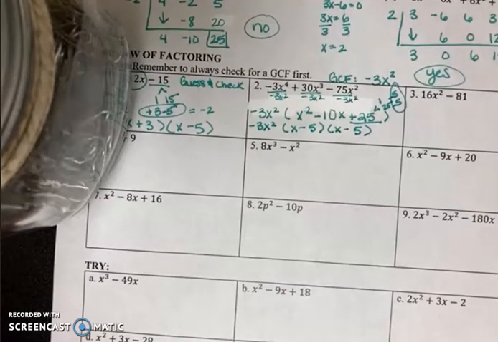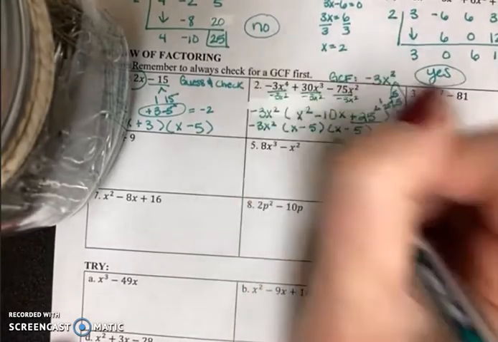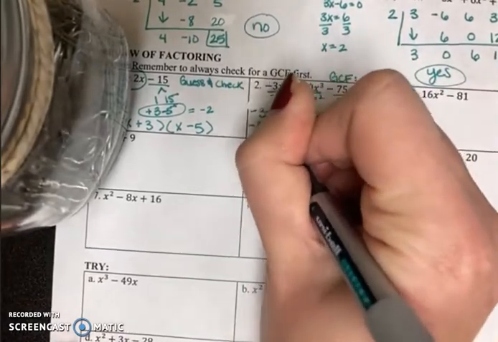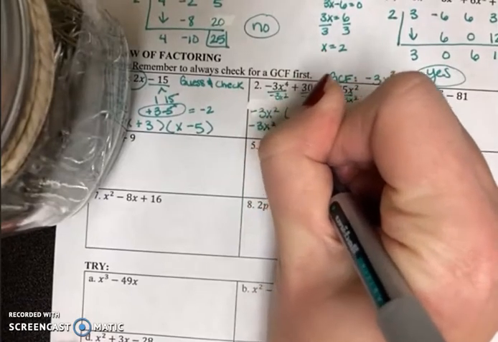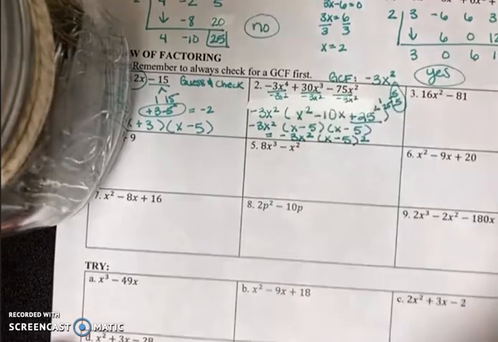We could simplify further. Remember, something times itself can be rewritten as something squared. So the final answer is negative 3x squared times x minus 5, being squared.